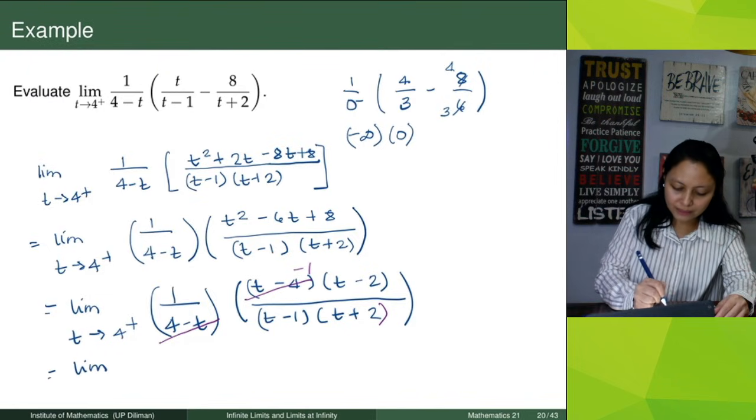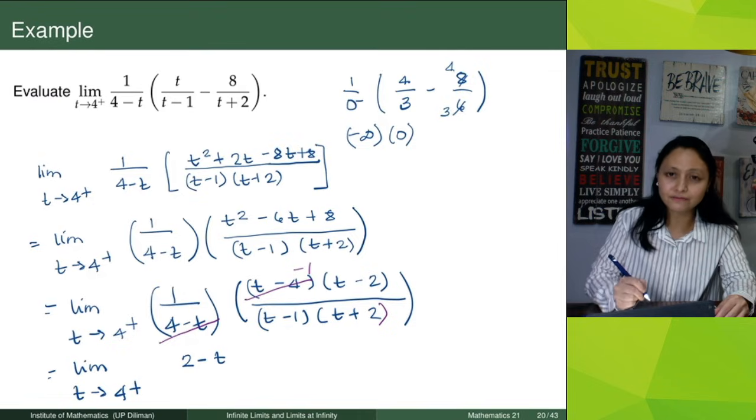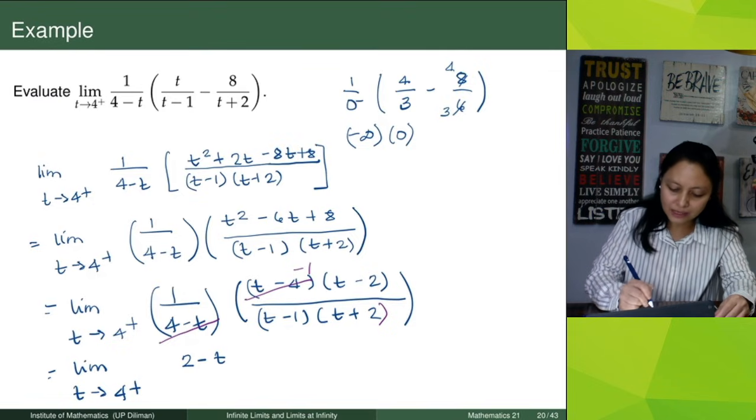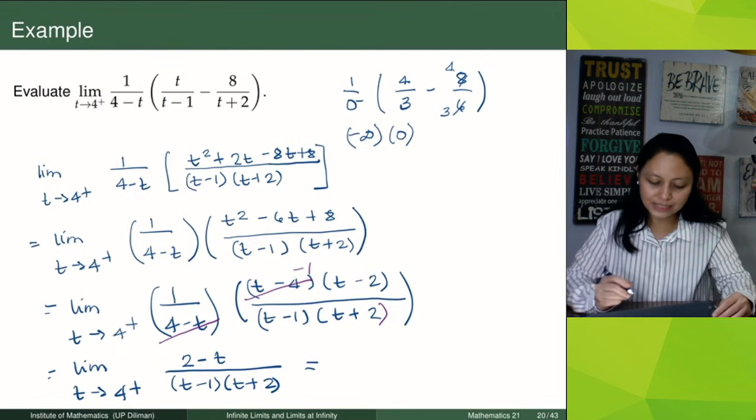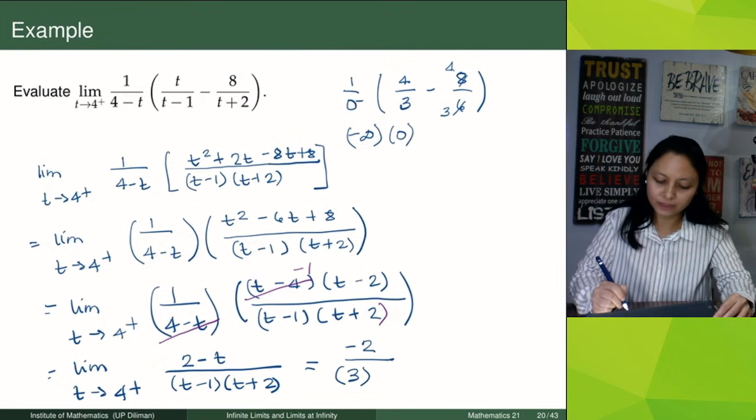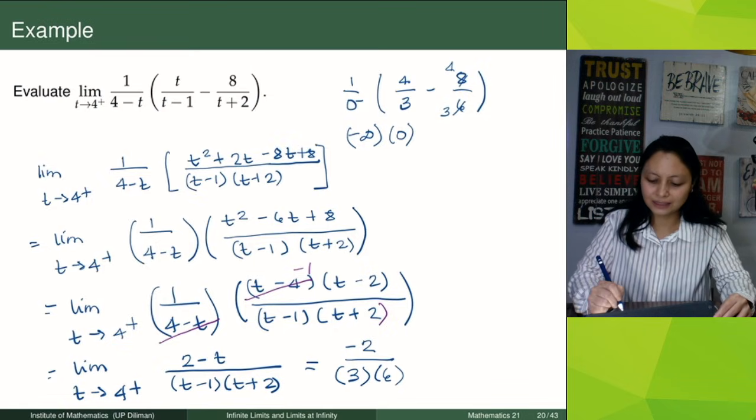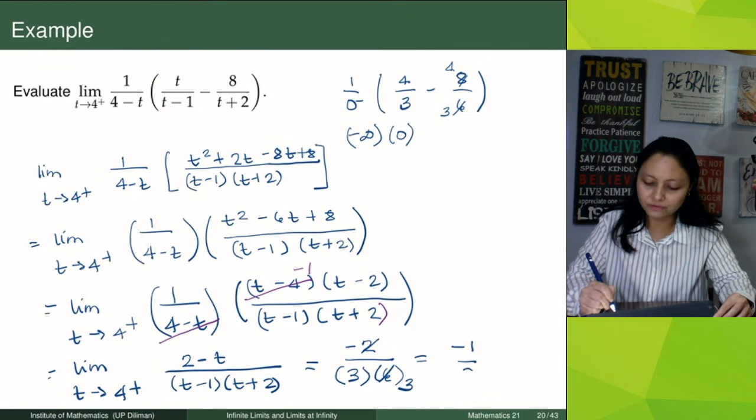So you get the limit as t approaches 4 from the right of negative t minus 2, which can be written as 2 minus t, all over t minus 1 times t plus 2. Now let's get the limit as t approaches 4 from the right. 2 minus 4 is -2. 4 minus 1 is 3. 4 plus 2 is 6. So you have -2 and 6 can be divided by 2. So you have -1 all over 9.